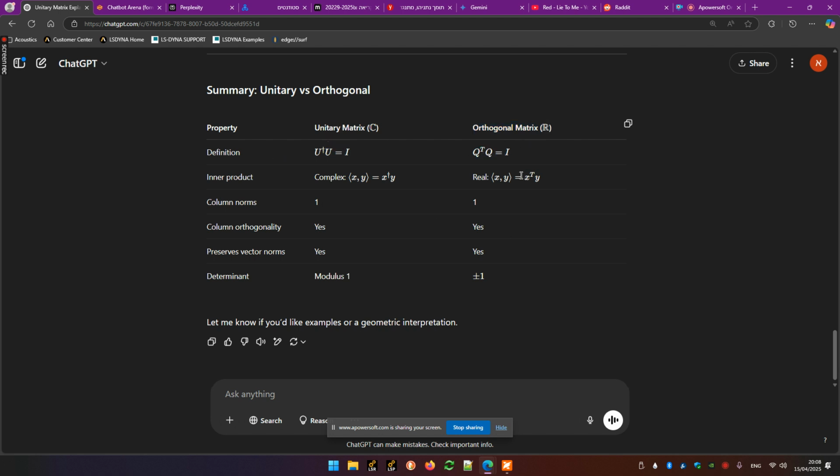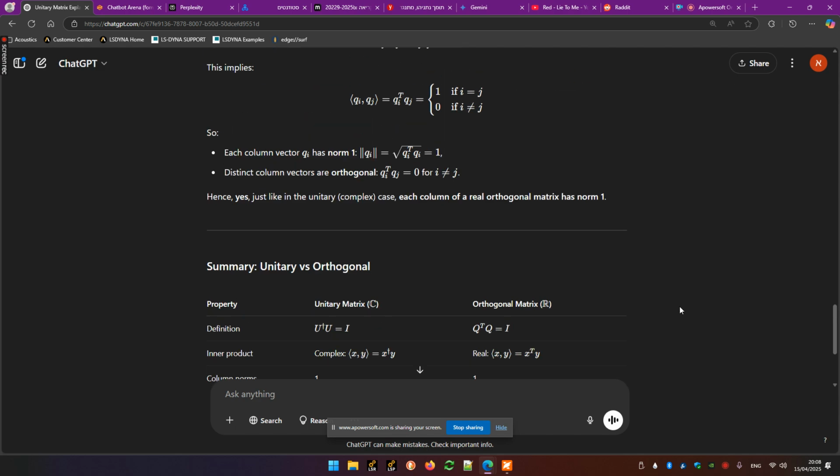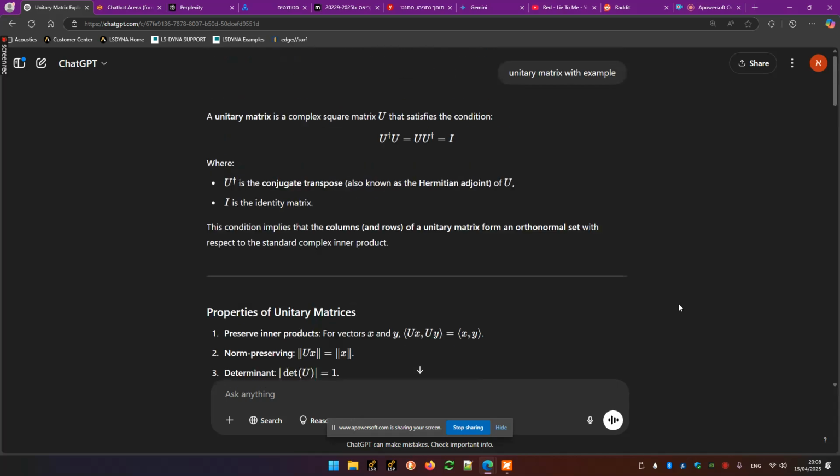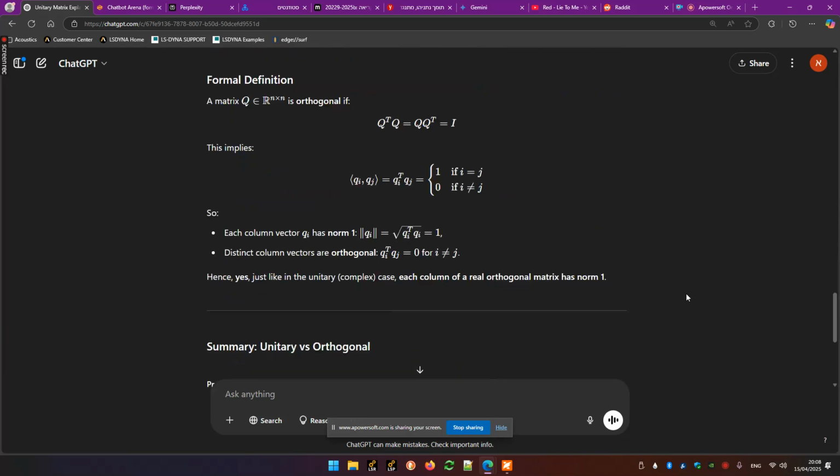Again, this is the property. This is the inner product. The norm is 1. Orthogonal, yes, and it preserves vector norms. It preserves the norm of the vector. And the determinant has modulus 1, and here it is plus or minus 1. Okay, so this was about the unitary matrix in the complex space and the orthogonal matrix in the real space.